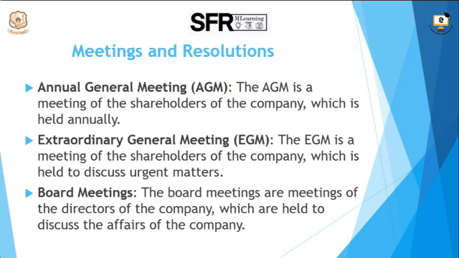Meetings and resolutions under this act. Annual general meetings are conducted for the shareholders of the company and are held annually. Extraordinary general meeting is a meeting of shareholders of the company which is held to discuss the urgent matters of the company. Then again board meetings, meetings of the directors of the company, which are held to discuss the affairs of the company.